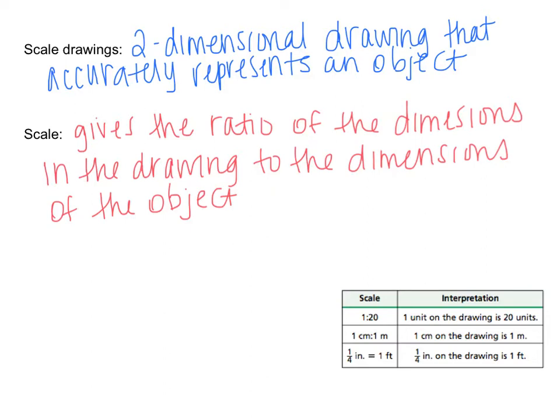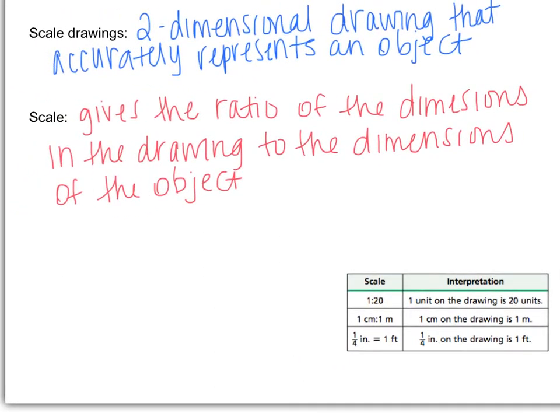The next definition is scale, and this gives the ratio of the dimensions in the drawing to the dimensions of the object. So how can we go from the drawing to the actual object, or vice versa? This right here is an example of a scale. If you see 1 to 20, it says 1 unit on the drawing to 20 units in real life. Another one is 1 centimeter represents 1 meter. Another example is 1/4 of an inch equals 1 foot. So 1/4 inch on the drawing is 1 foot in real life.